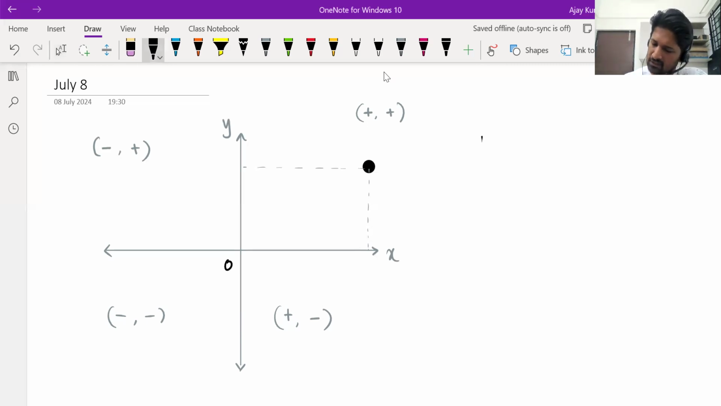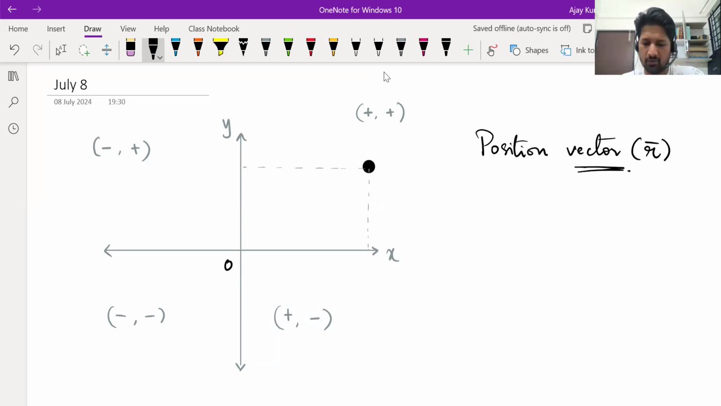But there is something called a position vector. As the name suggests, it's a vector which indicates the position of the object. Okay. And how do we draw this vector? Usually, the position vector is a vector drawn from the origin to the position that you want to indicate. For example, if you want to indicate the position of this particle, you draw a vector from the origin to that position like this.